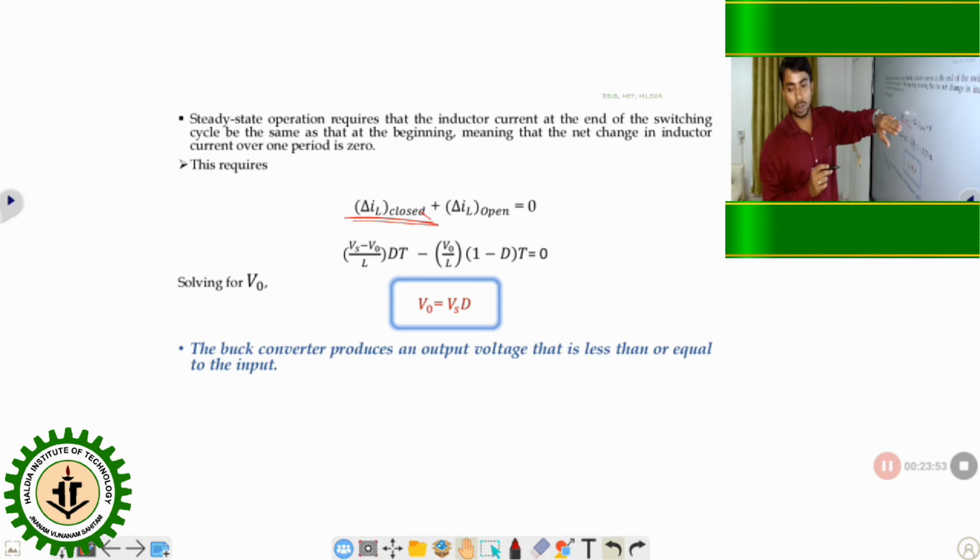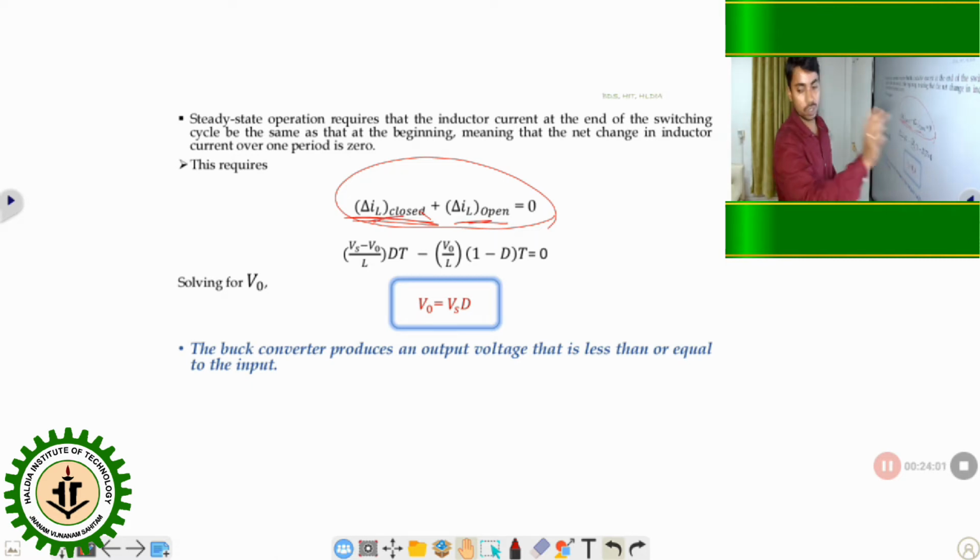And what is the inductor current change when the switch is closed? We calculated this: del IL closed is equal to (Vs minus V0) by L into dt, meaning the on time. And when the switch is open, the time is (1 minus D) into T, and the current is decreasing, so we write minus V0 by L. If we add these two equations and rearrange, we can calculate V0, so V0 will be Vs into D.